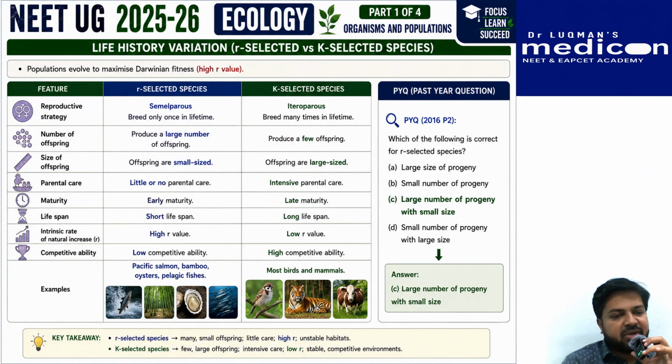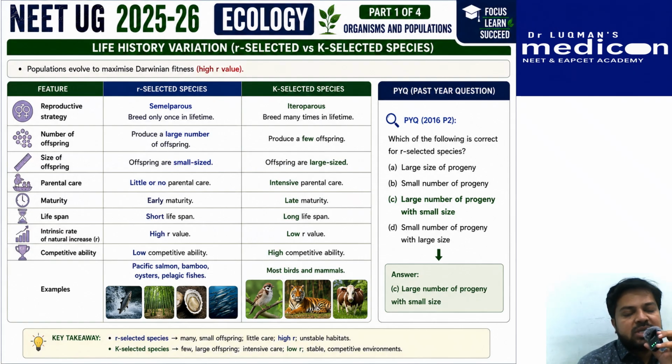R selected species means many small offspring, little parental care, high r, unstable habitats. K selected species means few large offspring, intensive care, low r, stable competitive environments. So what is the difference between R selected species and K selected species? You can see here. Direct statement based questions can come here. The reproductive strategy for the R selected species is semelparous, it means breed only once in a lifetime, whereas for the K selected species it is iteroparous, it means breed many times in a lifetime.